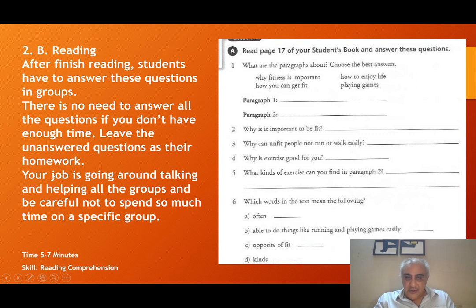Again, this is your job. Your job is going around, talking and helping all the groups, and be careful not to spend so much time on a specific group. Again, I mentioned this. So don't spend so much time on specific groups.